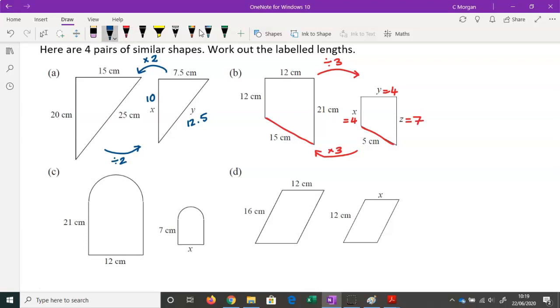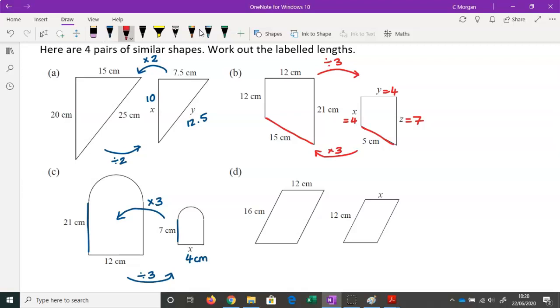On pair of shapes C, I can see that the side 7 corresponds to the side that is 21 centimetres on the enlarged shape, so I've got a scale factor of 3. I can therefore see that x would be 4 because I would want to make the larger length 3 times smaller, so x would be 4 centimetres.